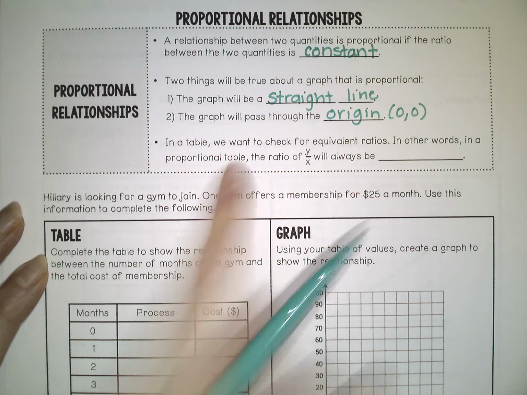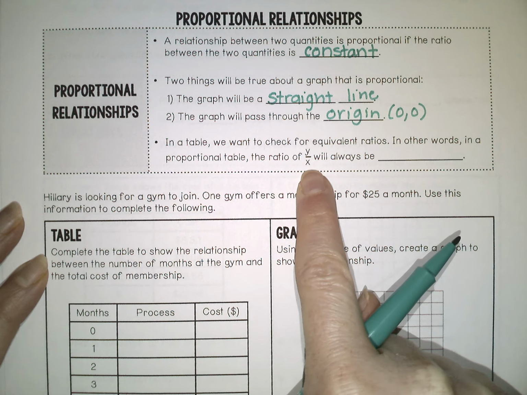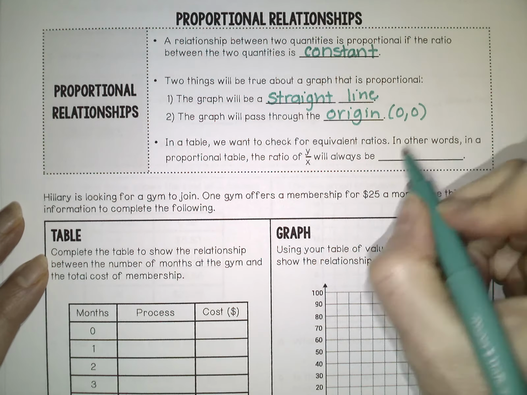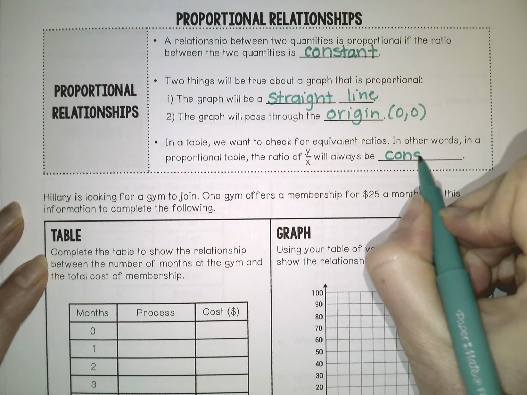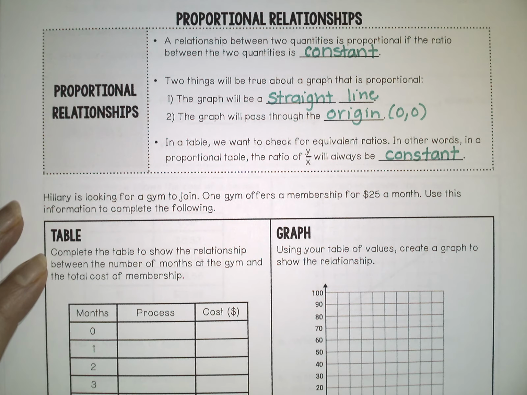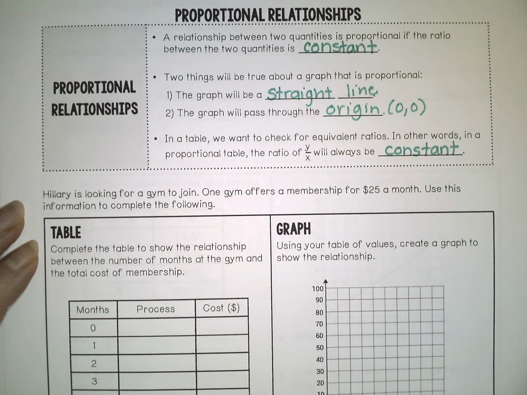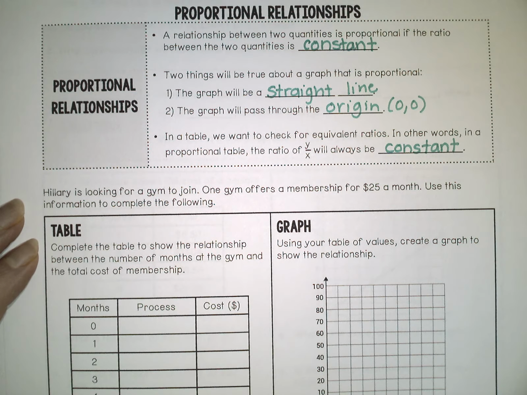So in a table, we want to check for equivalent ratios. In other words, in a proportional table, the ratio of y over x will always be constant. So let's look at one example together here. Hillary is looking for a gym to join. One gym offers a membership for $25 a month. Use this information to complete the following.